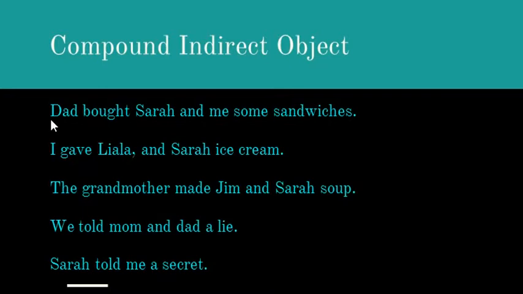In this example, Dad bought Sarah and me some sandwiches. In this sentence, Dad is subject. Now let's find action verb. Bought is action verb. It shows action. So in our second step, we have to ask, bought what? Some sandwiches. Sandwiches is direct object. Now in step 3, ask who receives these sandwiches? Sarah and me. Therefore, Sarah and me is compound indirect object because there are two indirect objects, Sarah and me.